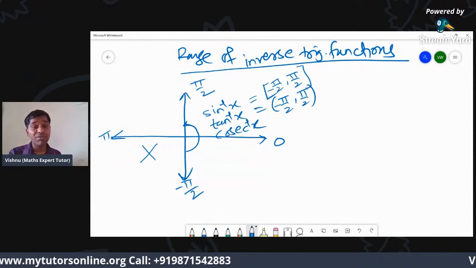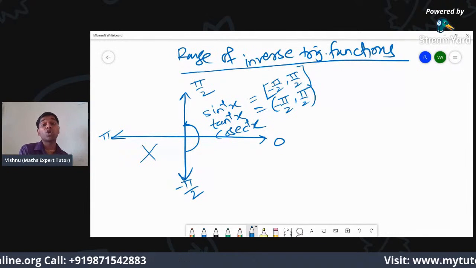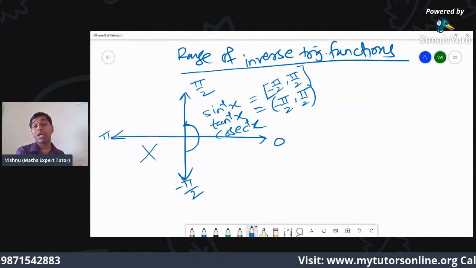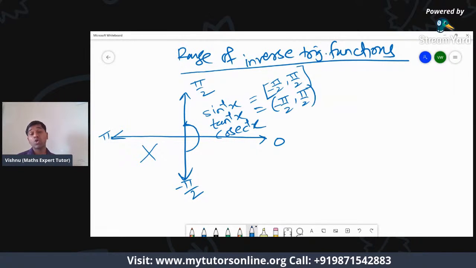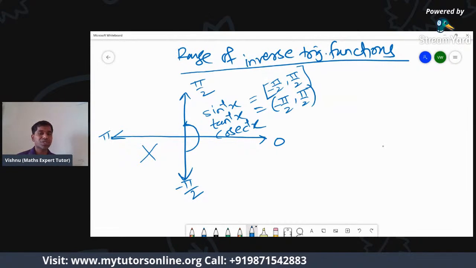Tan inverse takes the value between minus pi by 2 to pi by 2, excluding minus pi by 2 and pi by 2. That is the significance of the open and closed bracket. What about cosec inverse x?